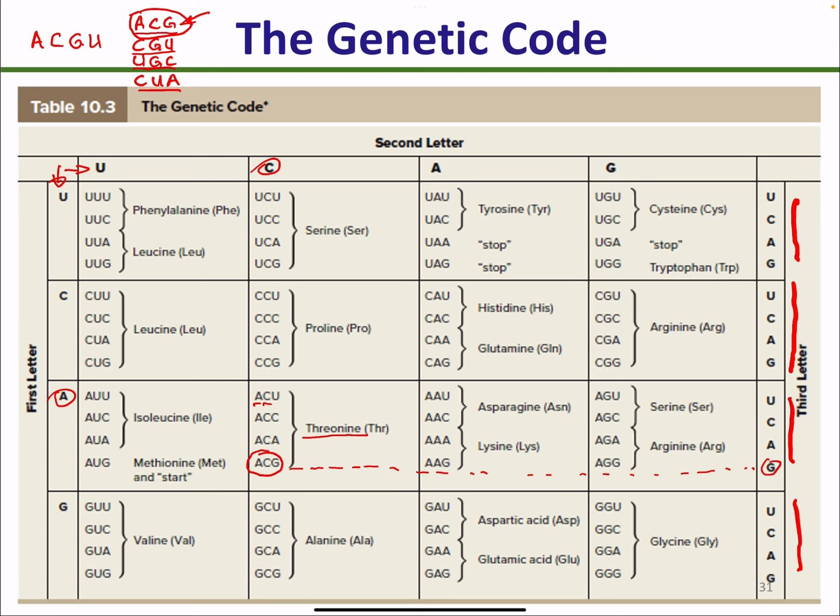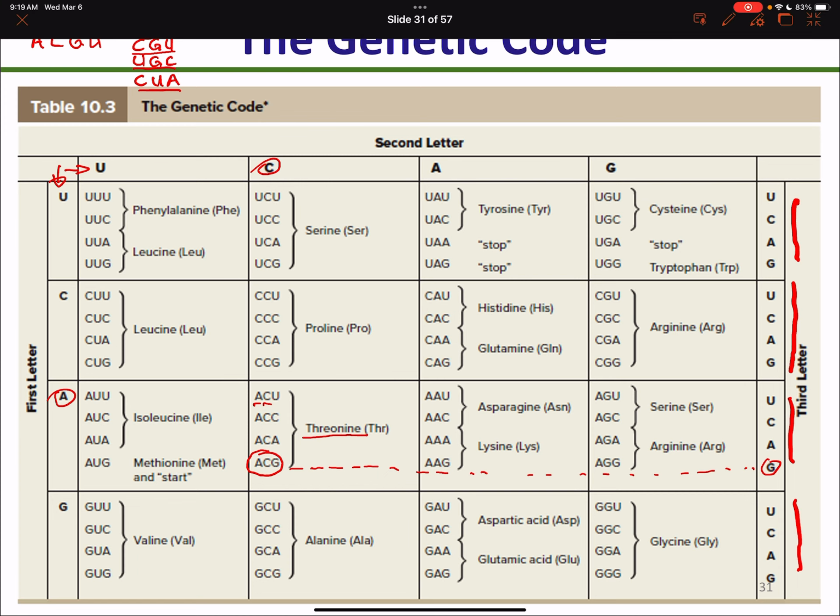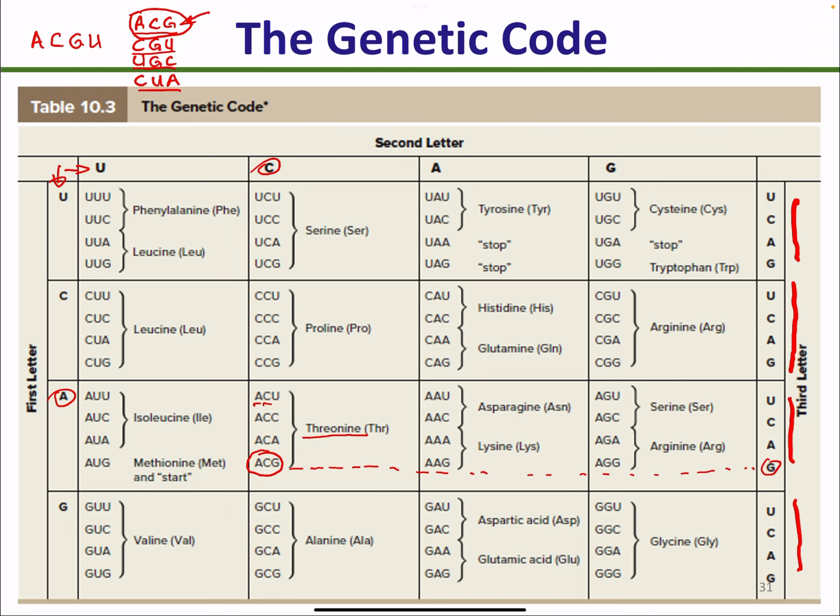How about CGU? C, well, let me change the color so we can follow. All right. So C, it's right here. And the next one, it's G. Where is G? G is right here. Okay. So now C, where is C meeting G? It's going to be right in this rectangle. Now, CG, the last nucleotide is U, CGU. So CGU is right here. What is the amino acid for that? It's arginine.